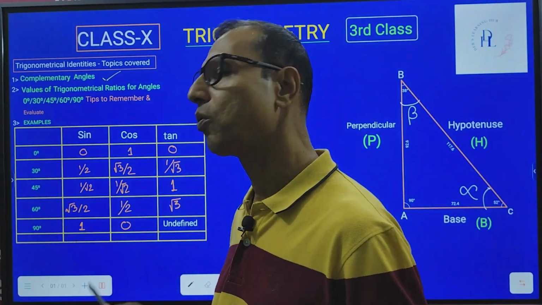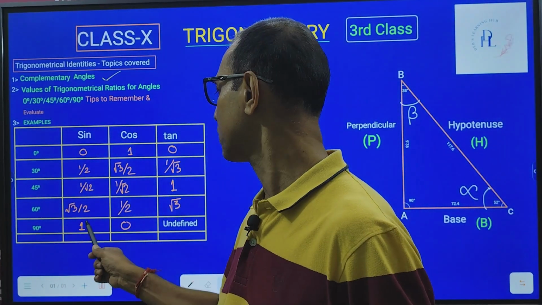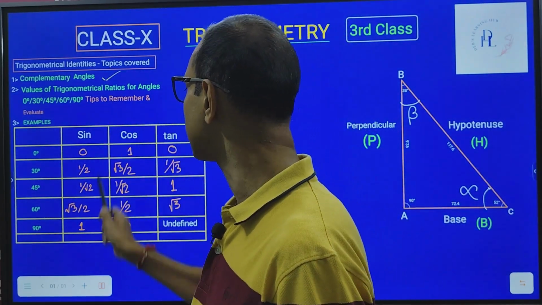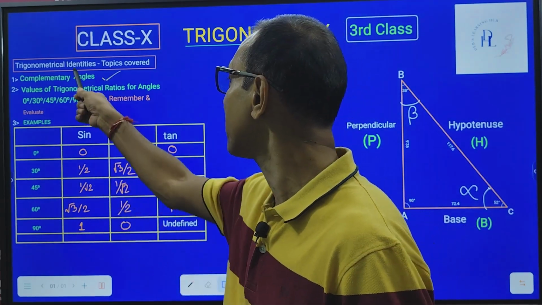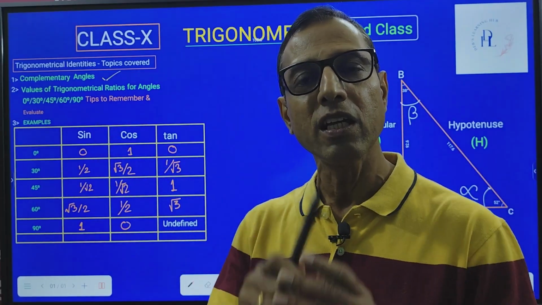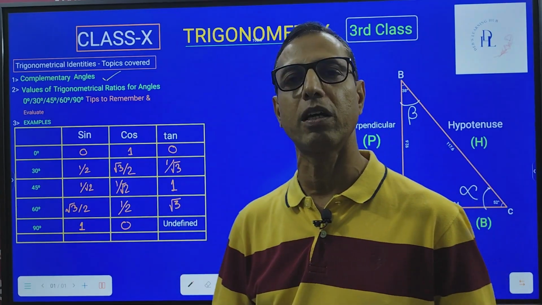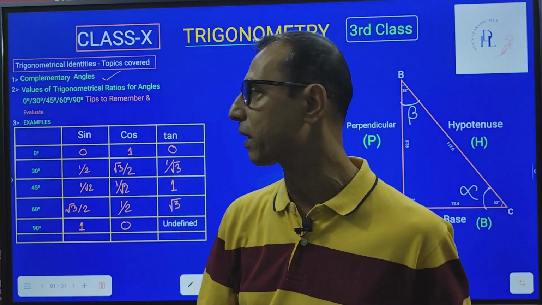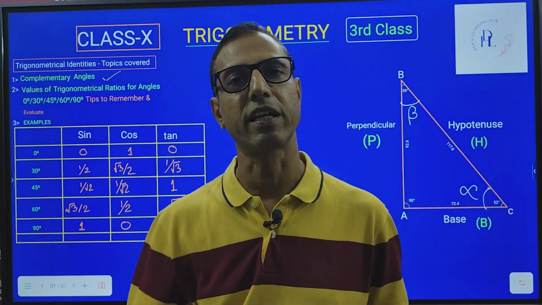Sine 90 equals cos 0. Sine 90 equals cos of 90 minus 90, that is cos 0. So sine 90 is 1, and cos 0 is also 1. So this is how the values are related between sine and cos with respect to complementary angles. So what is the tip to remember? If you remember the sine values from 0 to 90 degree, then you can easily find out the values of cos from 0 degree to 90 degree with respect to these 5 angles, right? 0, 30, 45, 60 and 90.